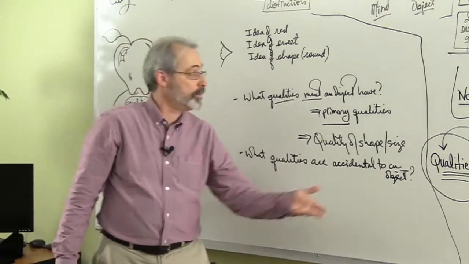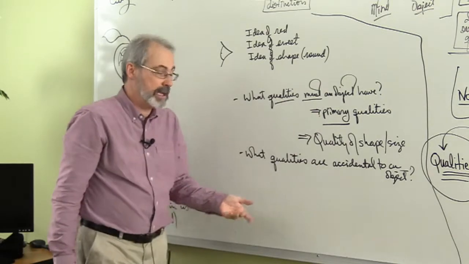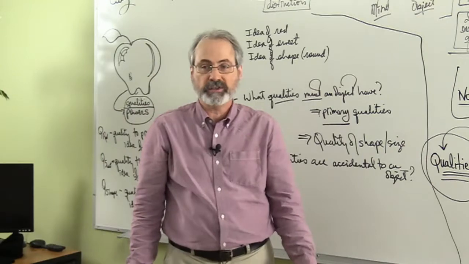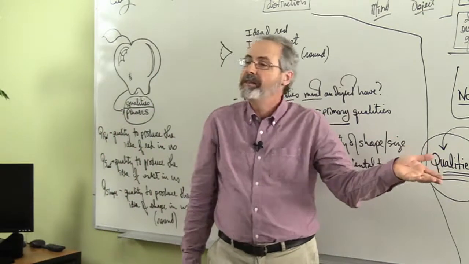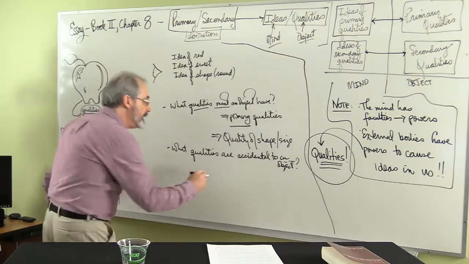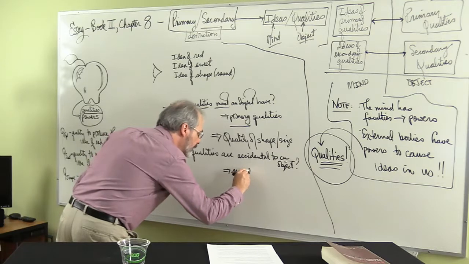Locke will then say, well, the ones that aren't necessary, the ones that an object could have and still be an object. It might not be that particular object, but you certainly could have an object that does not have any color. It's clear. Well, so these qualities Locke calls secondary.